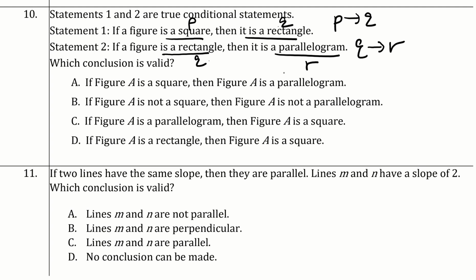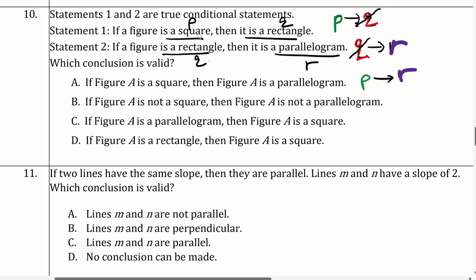Well, here we go. So if P implies Q and Q implies R, well, that means that P must imply R, right? That means we can assume that P implies R. So in other words, we can get rid of this middleman and just go from P to R. All right, so this is called the law of syllogism. So which conclusion is valid? And P goes to R.